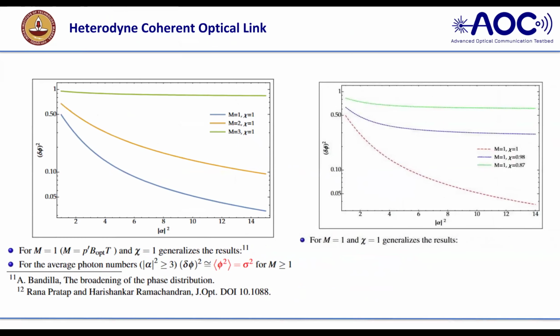What we observed is that I calculated the quantum picture and then calculated the variance, like I told you, with M equal to the optical amplifier, changing M equal to 1, 2, 3.